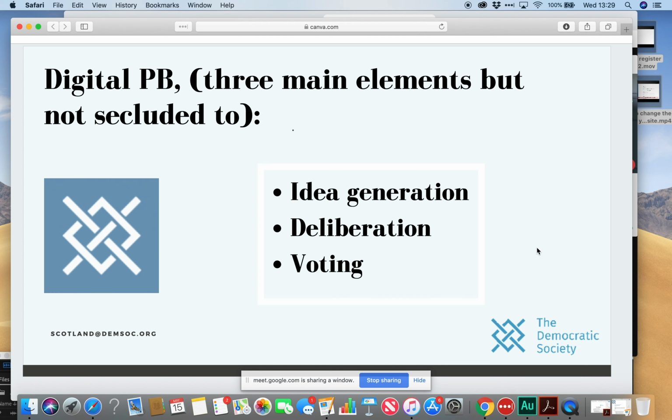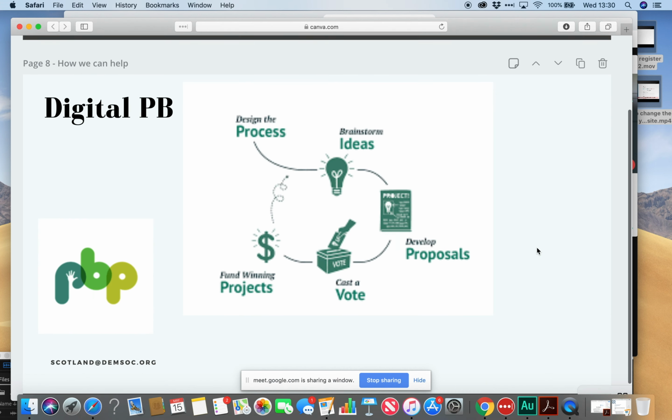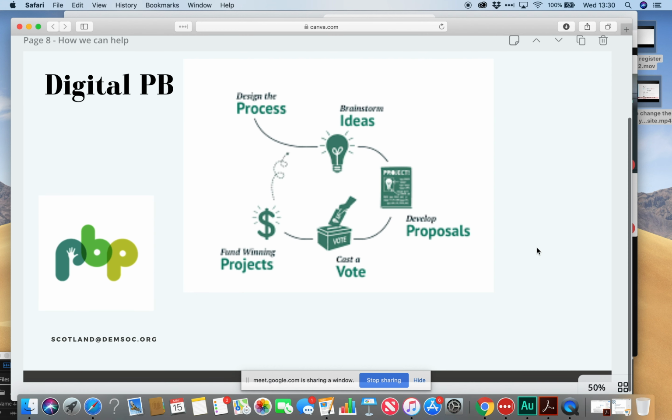So here's a little picture of what it could look like. It's a little bit blurry, but this is from the PB project website, so I've stolen that. Hope that's all right. But yeah, this is the kind of structure of what it would look like. Can you see the screen all right? Yes. Cool.